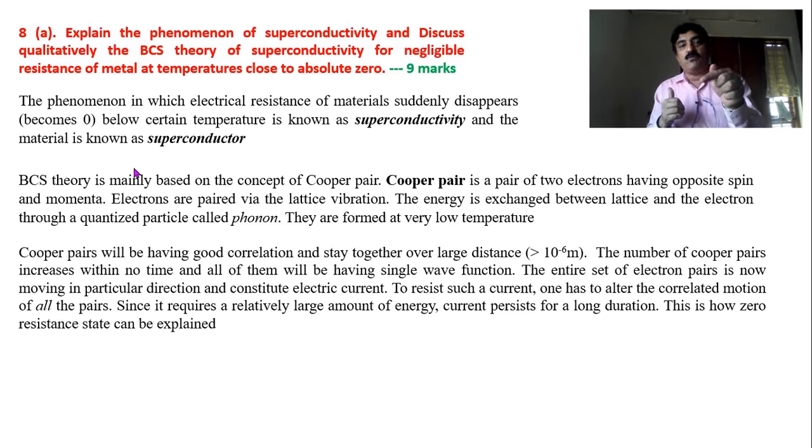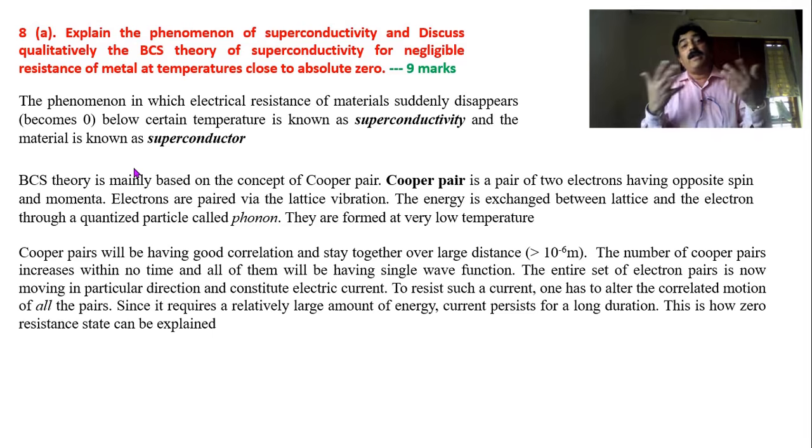Suppose there is any collision, the particle, the Cooper pair, will not break up and will not deviate from the direction. They continue to move in the same direction. Therefore, even if there is an obstruction, even if there is an opposition, the Cooper pair will not take it as an opposition. So therefore there is no resistance at all. After all, what is resistance? It is nothing but opposition.